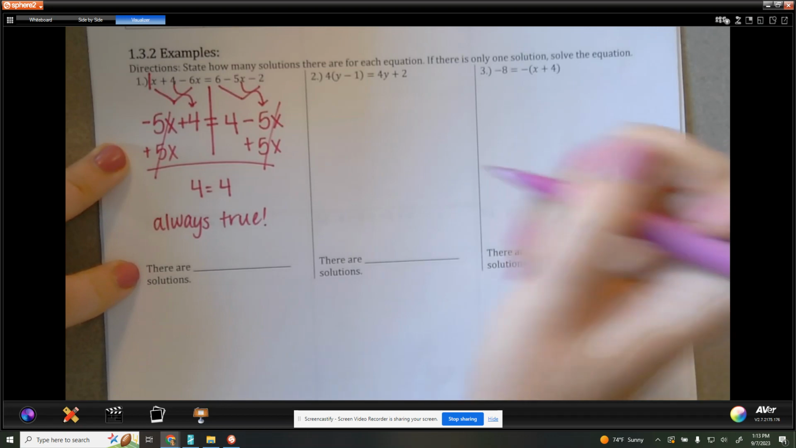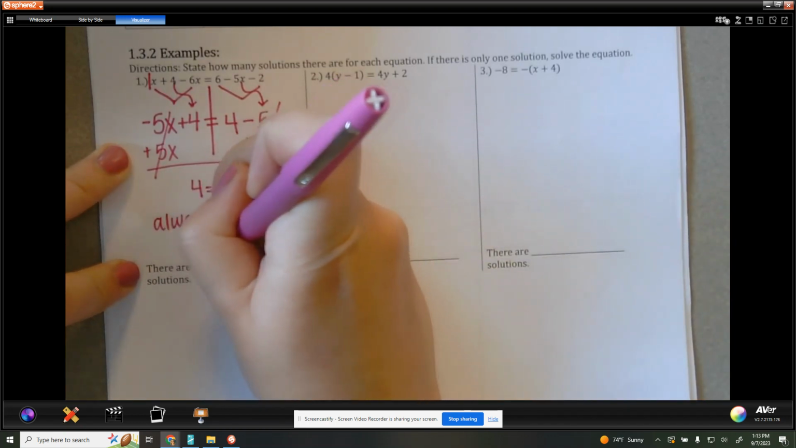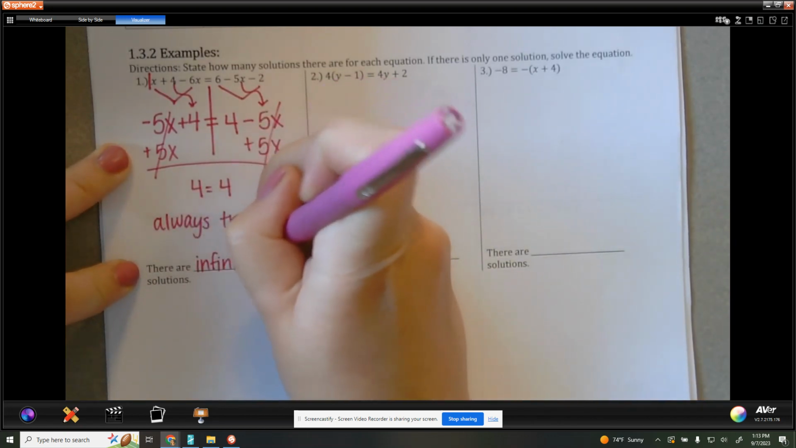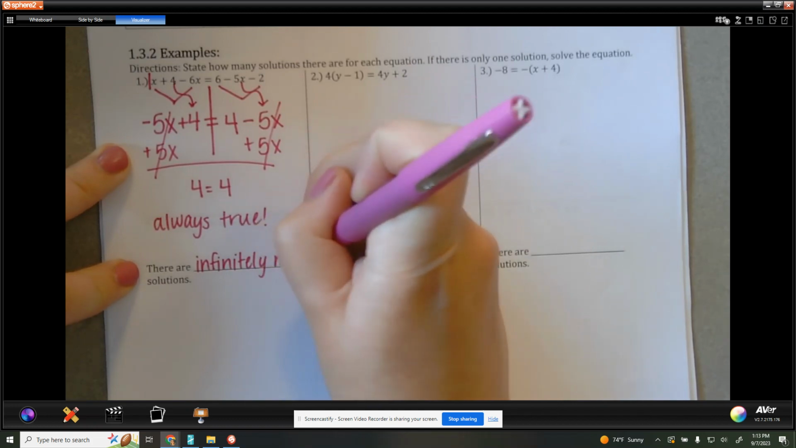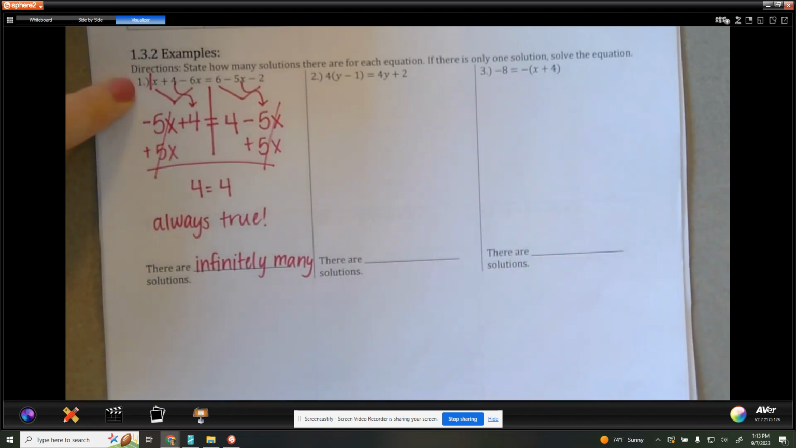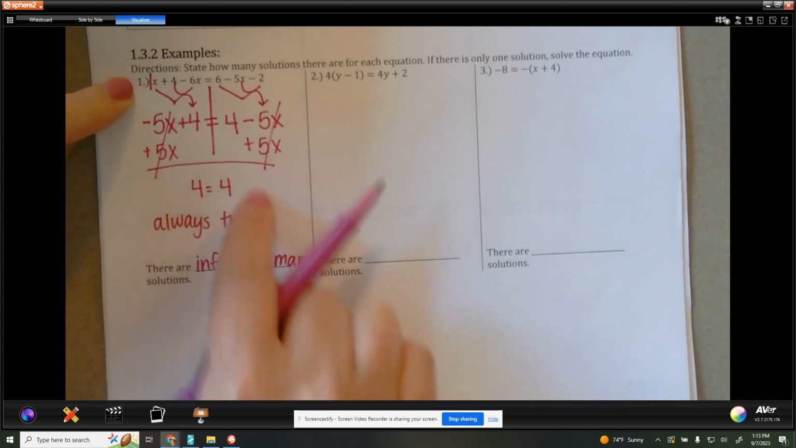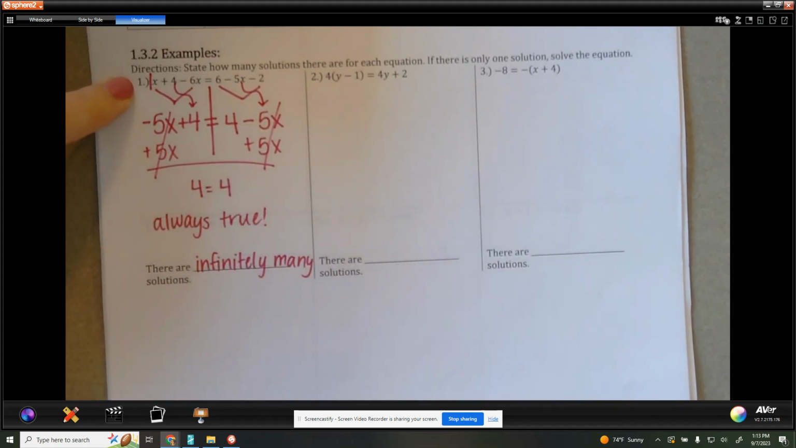So we would write there are infinitely many solutions, which means that we could plug in any number into this original equation up here. We can plug in anything for x, anything in the world. 1, 2, negative 1, negative 6, a billion, 13,582. We can plug in anything and it will always be true. No matter what we plug in for x, it's always true. So there are infinitely many options to plug in for x. That's what that means.